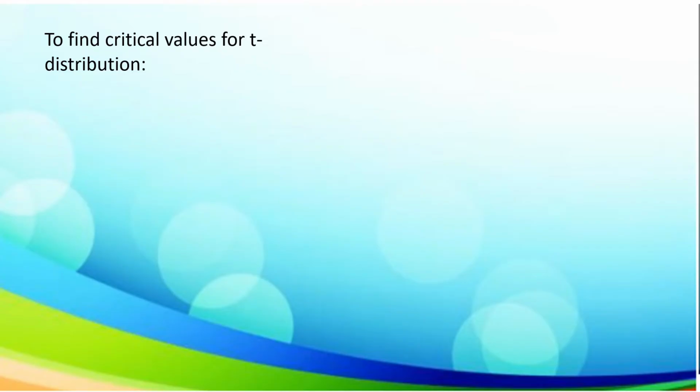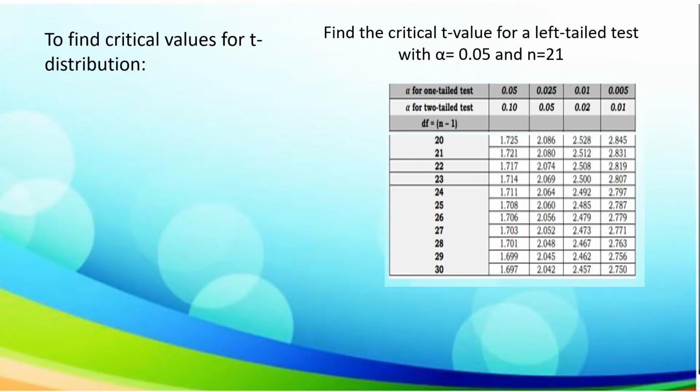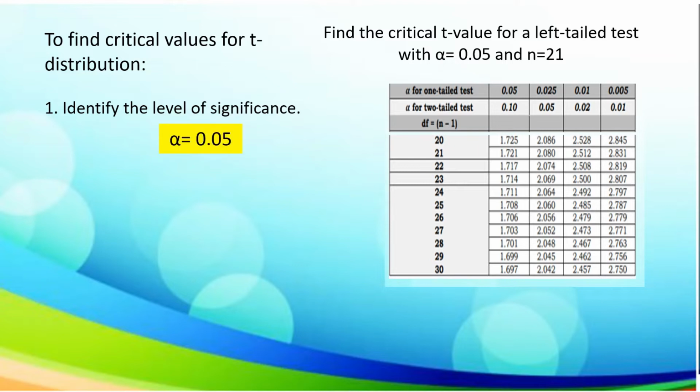Find the critical values for t-distribution. The task: find the critical t-value for a left-tailed test with the given alpha of 0.05 and the sample size of 21. If you observe the given problem, we are referring to a one-tailed test. Using this table, let us determine it by following this step-by-step procedure. First, identify the level of significance. Here, our level of significance is 0.05.